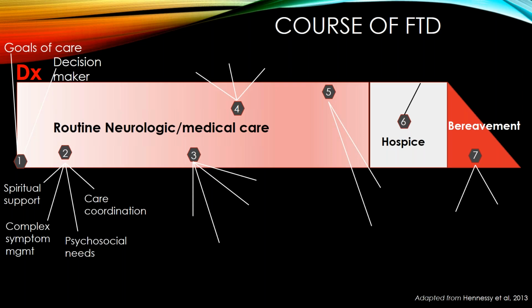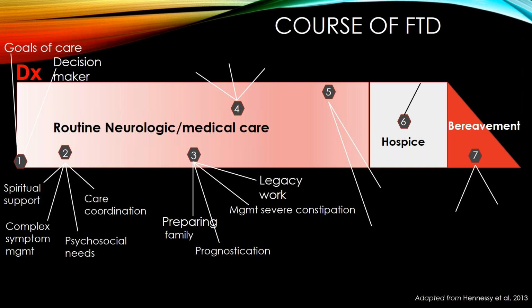We can also, moving forward in time, provide the extra levels or layers of support, whether it's spiritual support, care coordination, help from a social worker, dealing with psychosocial needs. If there are complex symptoms that have evolved, perhaps the person also has pain, not that pain is necessarily expected in FTD, but maybe they have other medical issues that are causing physical pain. We might be helpful in that regard.